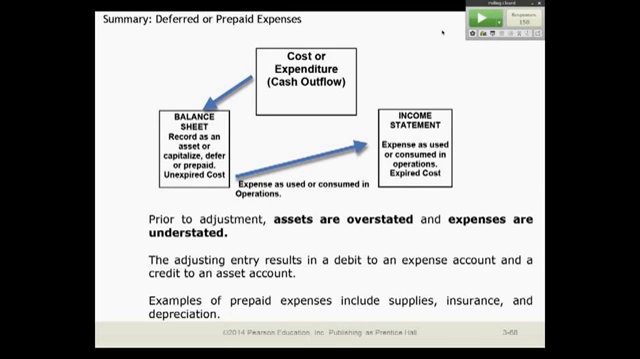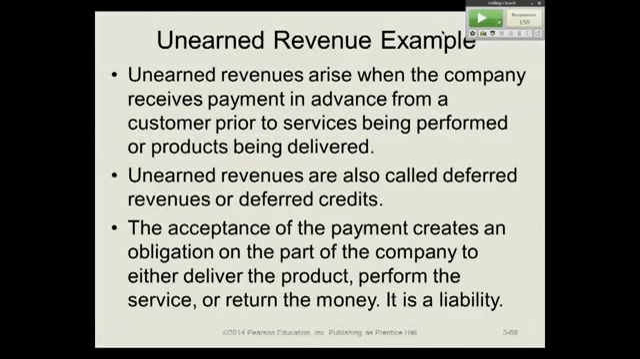All right, the last type of deferral is the unearned revenue, and this is an advance collection. So you have to remember, this arises when a company gets payment in advance of providing services. They're also called deferred credits. Once you accept payment, you have an obligation to a third party to provide goods and services to that company.